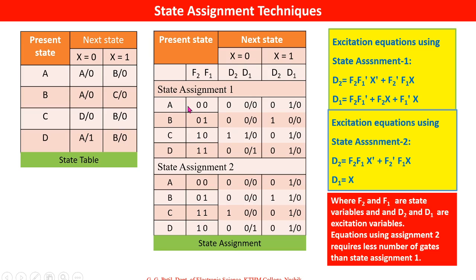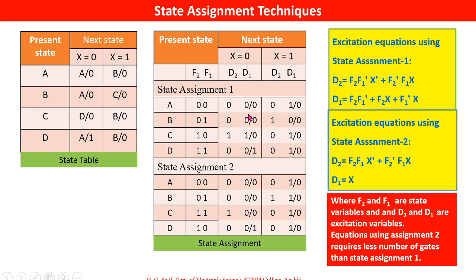So wherever A is present, instead we will write 0 0. For B we shall use 0 1. For C we will use 1 0, and for D we will use 1 1. So with these states assigned, the next state columns can be written with modified state like this.